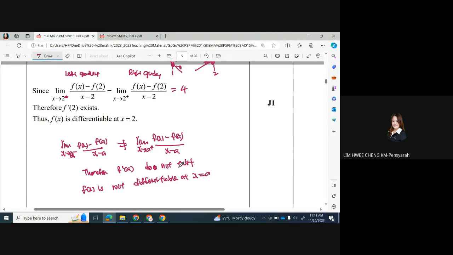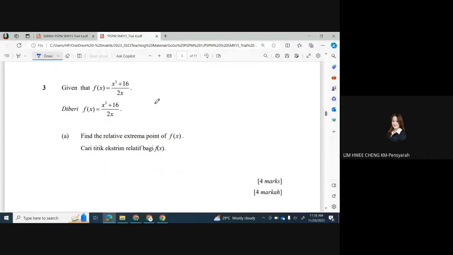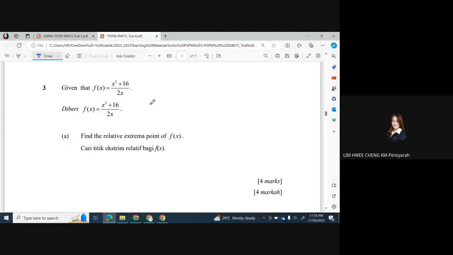Okay, so I hope that you are clear with this question lah. Cara buat itu adalah sama, sila salin elok-elok. So don't make mistake again. Okay, so we proceed to the third question. Ini soalan biasalah. Given that we have the fx, find the relative extrema. Relative extrema maksudnya maximum atau minimum, and then determine the inflection point.